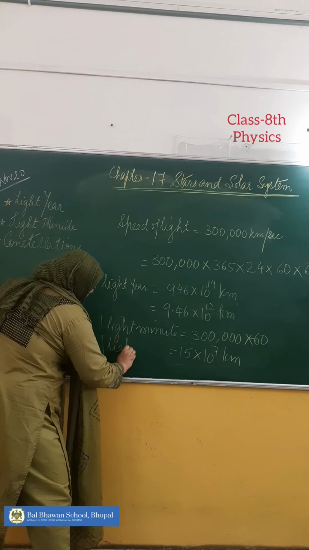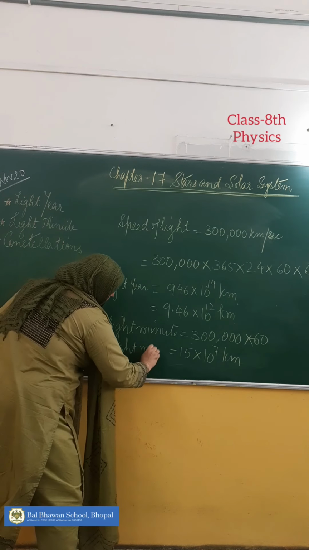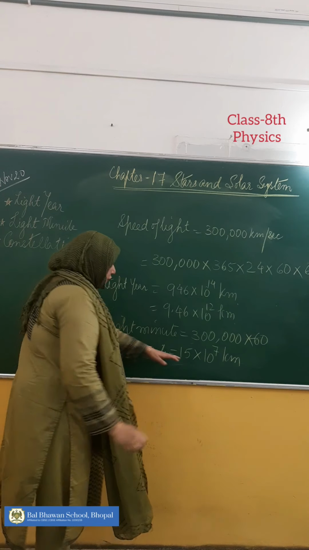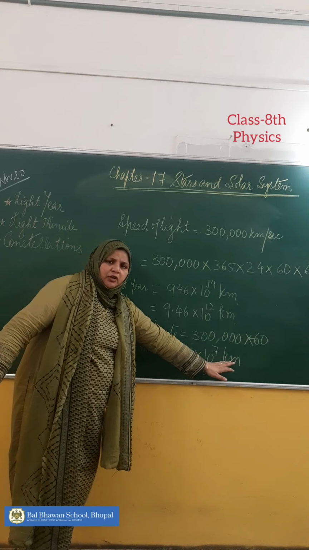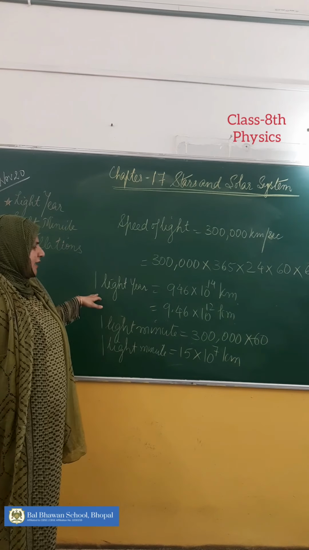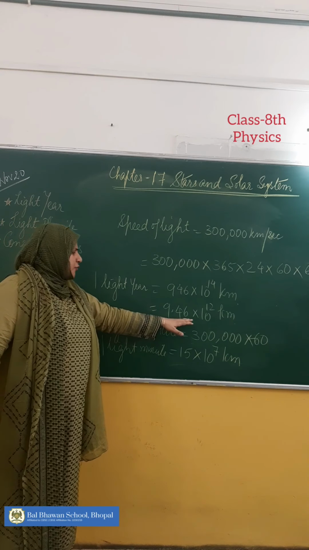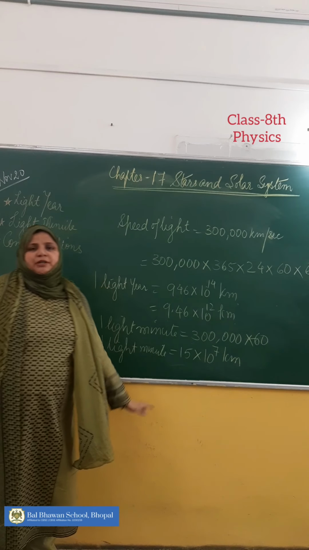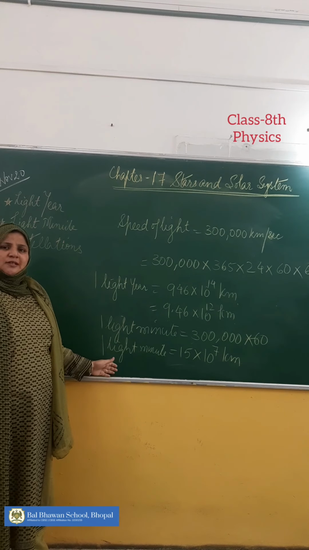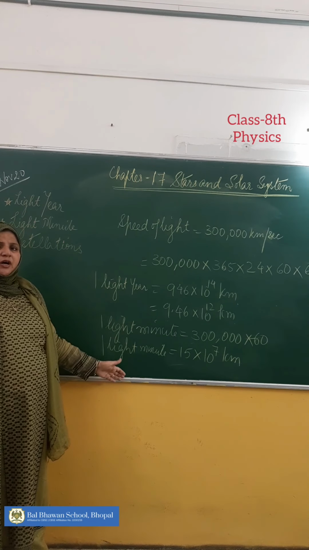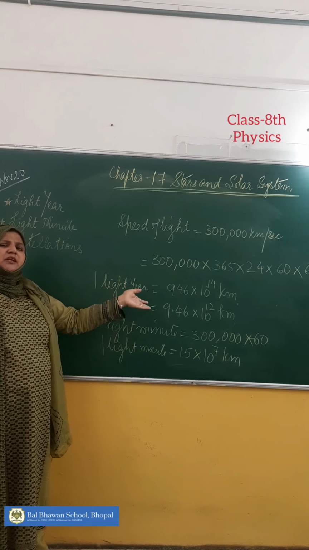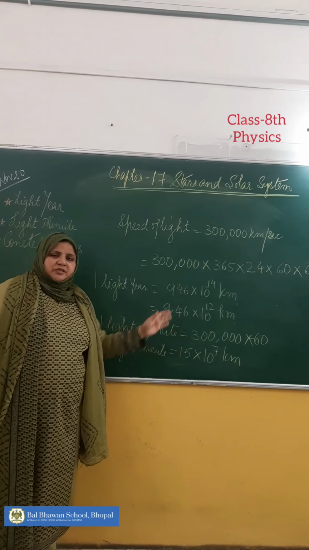So these two you have to remember. Light minute consists of 18 into 10 raised to the power 6 kilometers, whereas light year consists of 9.46 into 10 to the power 12 kilometers. I hope this calculation is clear to you. You can easily convert light years into kilometers using these two numbers.